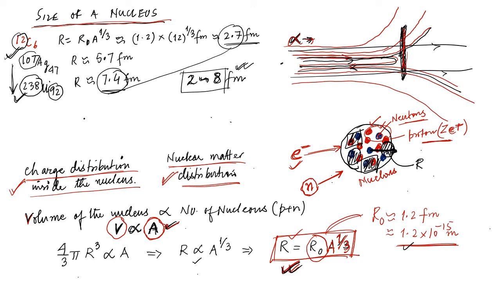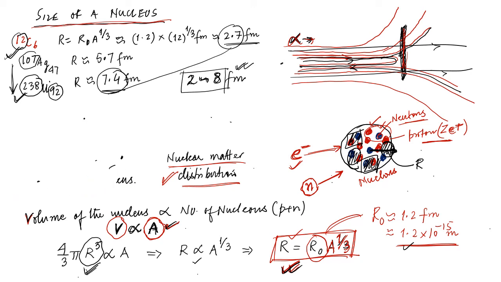And then we can calculate the density, because once we have the radius, we can calculate the volume, and we have the atomic mass, so the mass per unit volume gives the density of any nucleus. So let us try to calculate the density of the carbon 12 system.